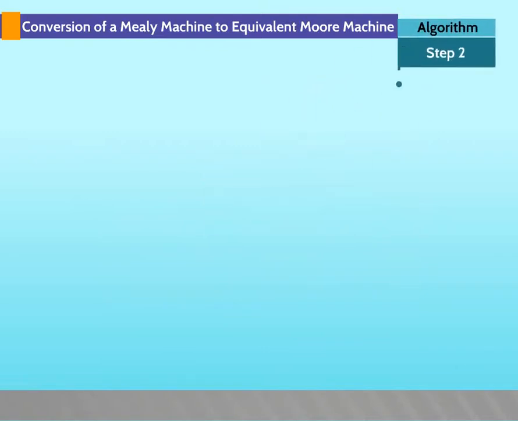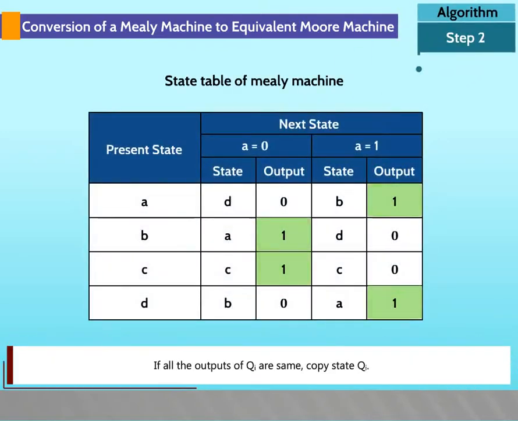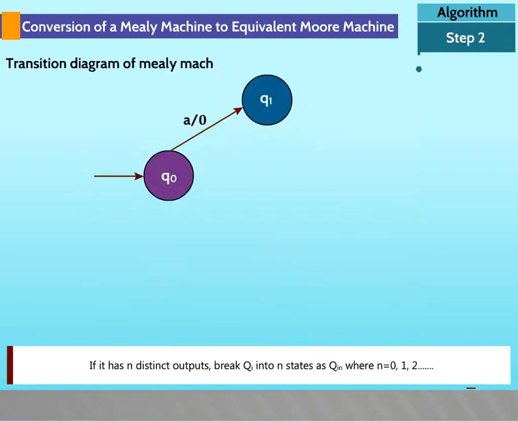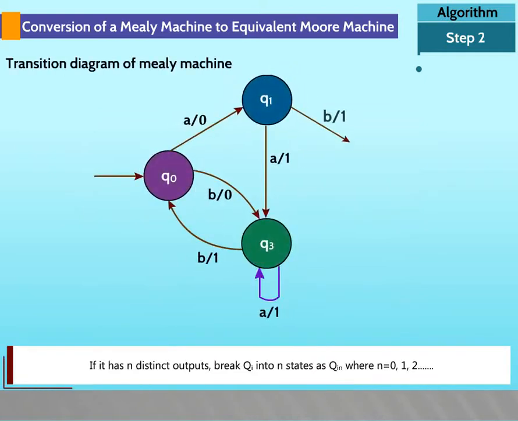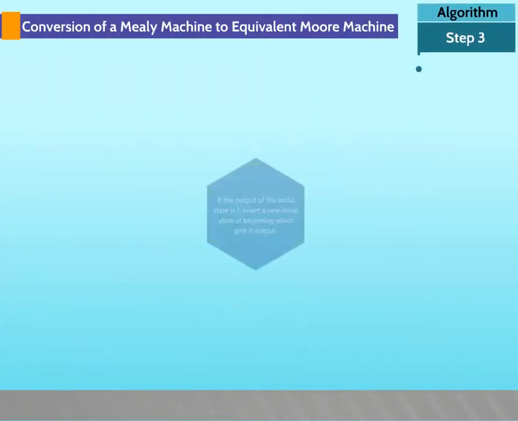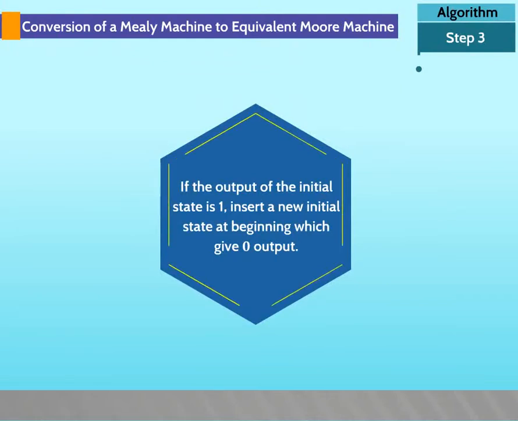Step 2. If all the outputs of Qi are the same, copy state Qi. If it has n distinct outputs, break Qi into n states as Qin, where n is equal to 0, 1, 2 and goes on. Step 3. If the output of the initial state is 1, insert a new initial state at the beginning which gives 0 output.